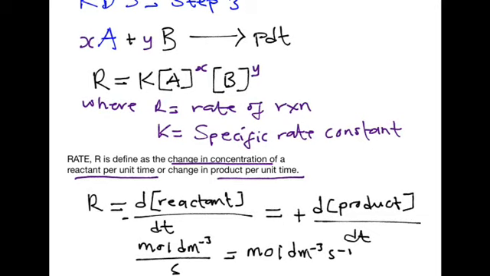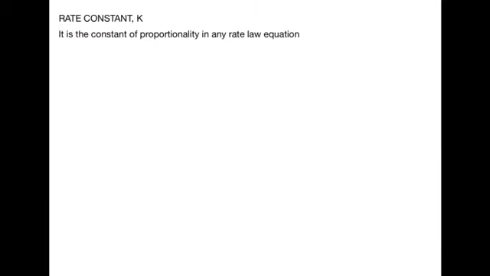So basically that is the unit for it. That is mole per dm cube per seconds. All right. So now rate constant is the constant of proportionality in any rate law equation.